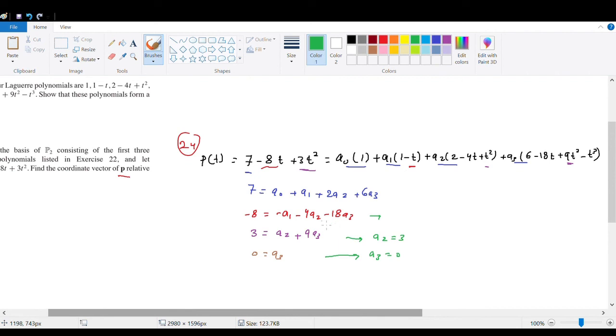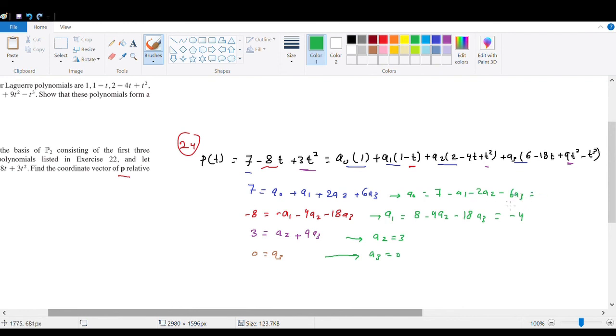From here, we need to solve it for minus a1, so we solve it for a1. So a1 is equal to 8 minus 4a2 minus 18a3. We know that a3 is equal to 0, a2 is equal to 3, so 4 multiplied by 3 is 12, 8 minus 12 is equal to minus 4. And this one we need to solve it for a0, so a0 is equal to 7 minus a1 minus 2a2 minus 6a3.